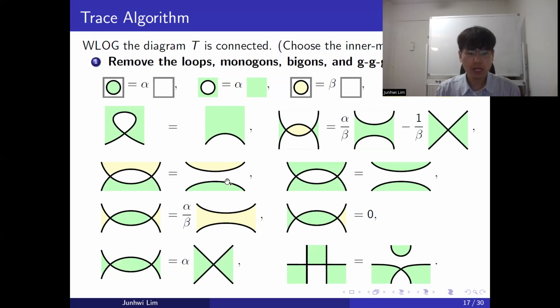And here, I listed all possible bigons, and we can show the relations that remove these bigons. And lastly, this is just one of the relations I introduced before, and because of that, we can just get rid of this edge.